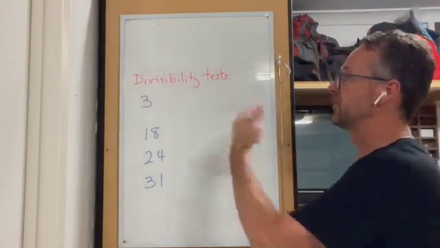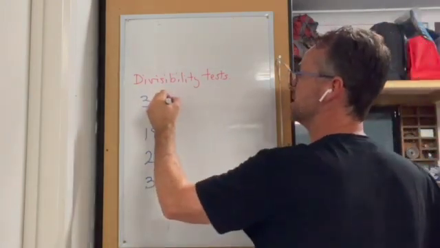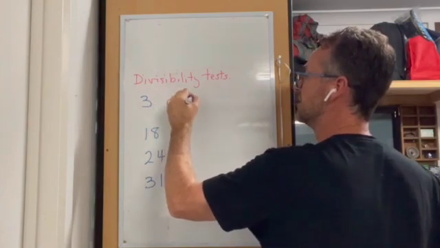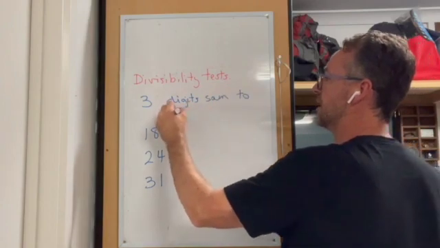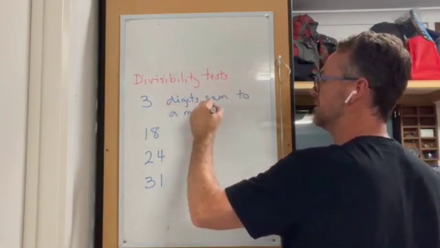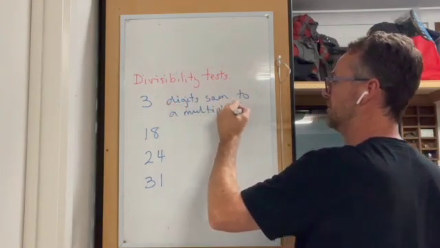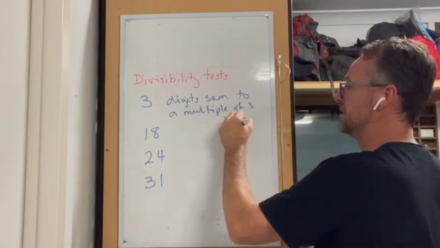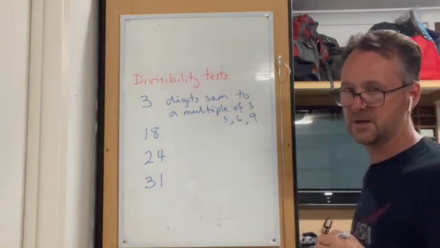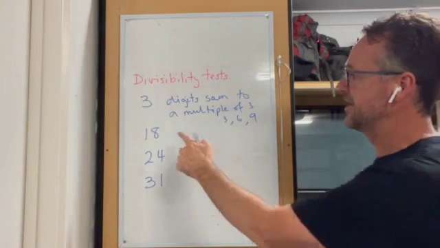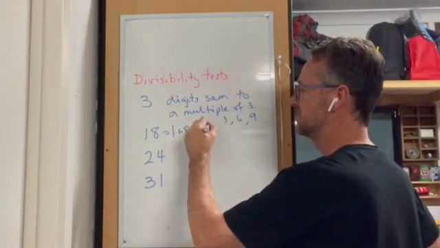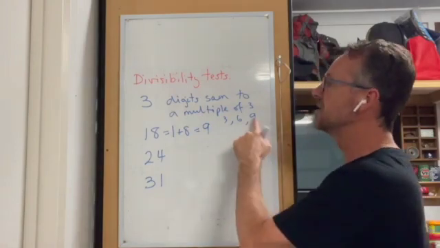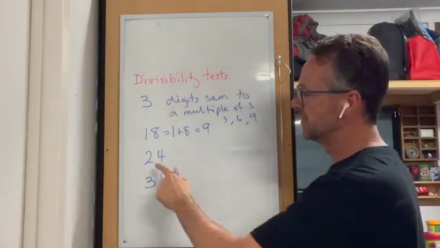The divisibility test for 3 is that the digits sum to a multiple of 3. So that'll be 3, 6, or 9. So if we look at the example here of 18, 18 is 1 plus 8, and that gives us 9, so yes, divisible by 3.